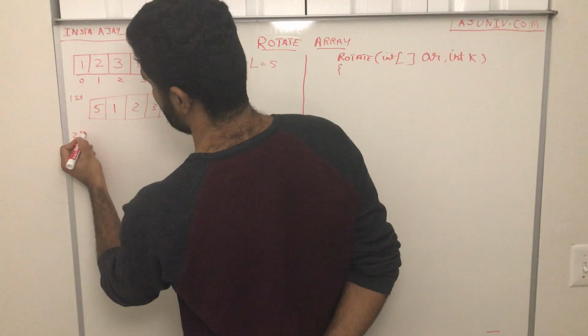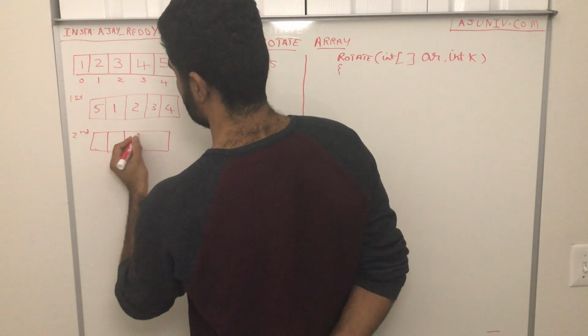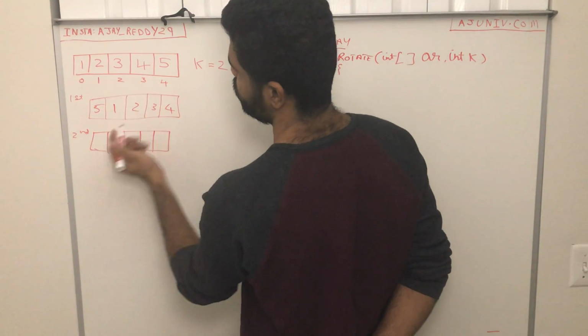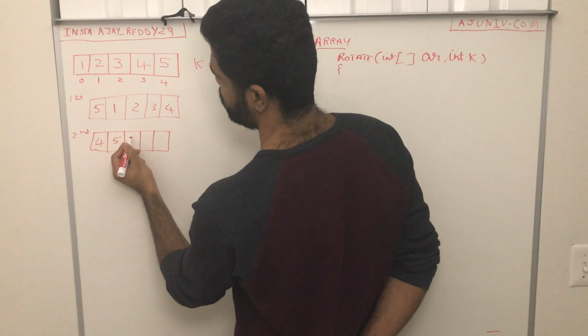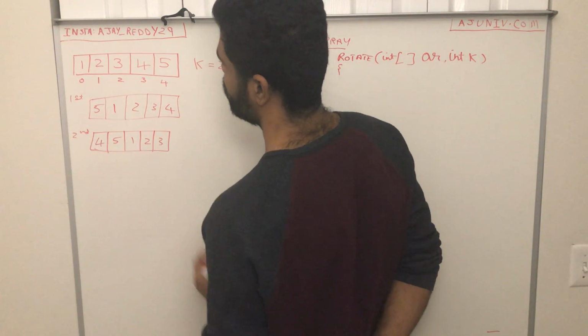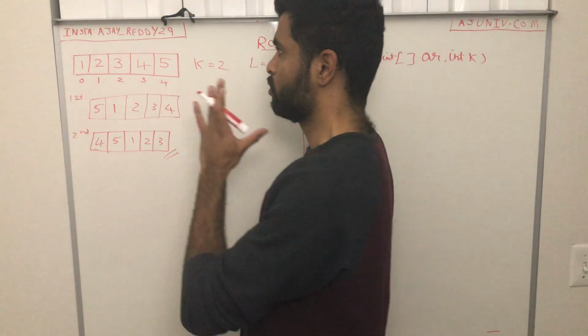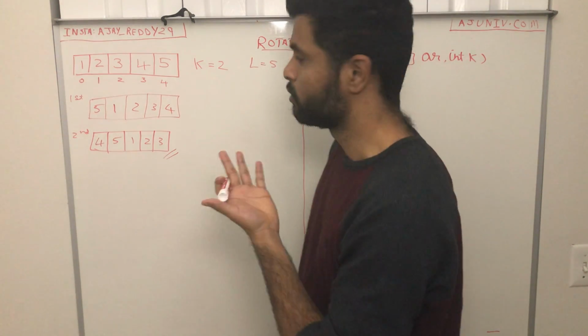Now let's see how it would be in the second rotation. Now the last element is 4, so you move 4 to the first index and all the elements come after it. So this is the second rotation, and this is the output. So the problem is to rotate the array k times.